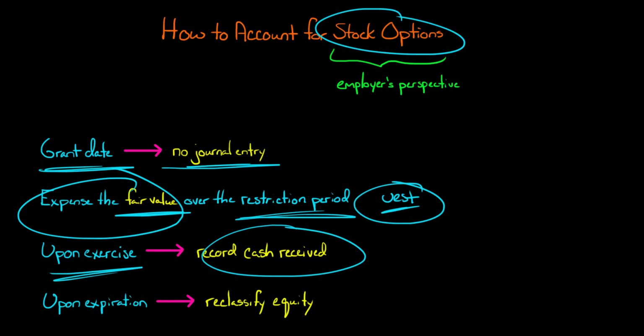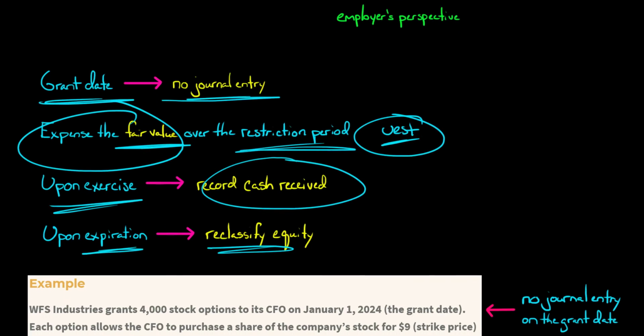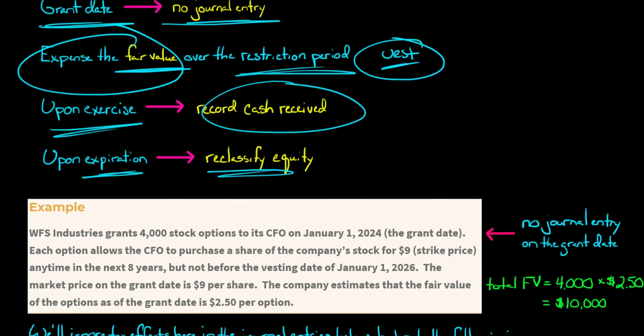Because remember, when the options are exercised, the employee is going to have to pay the strike price to the company to buy shares. Now, when the options expire, let's assume that the employee did not exercise them and the options expire unused, then the company would also need to make a journal entry in that scenario to reclassify equity from one account to another. So I'm going to go over all of these. Let's jump into an example with some specific numbers.